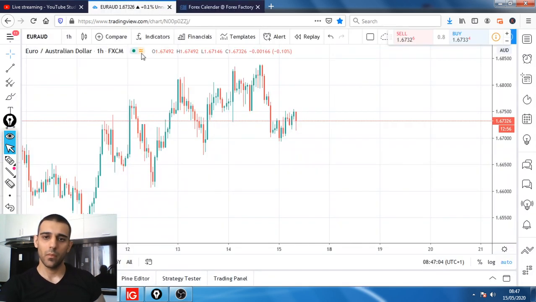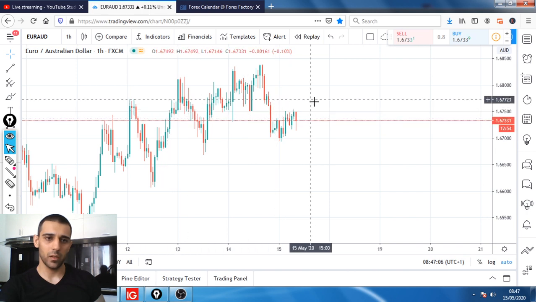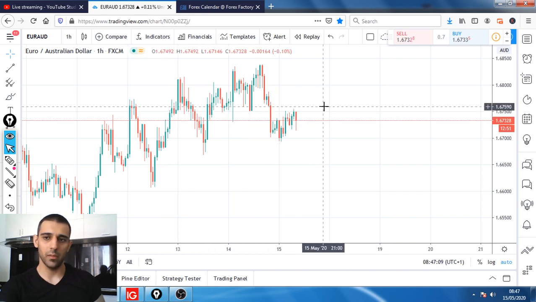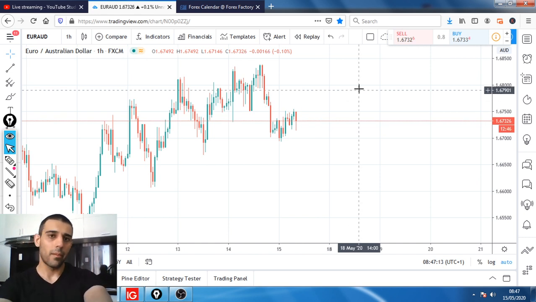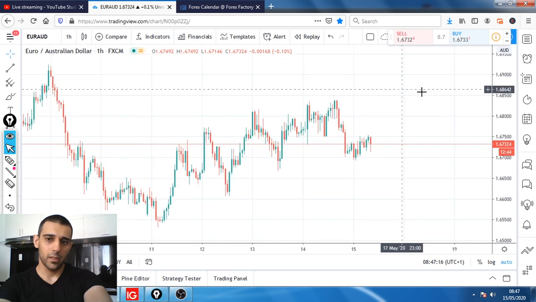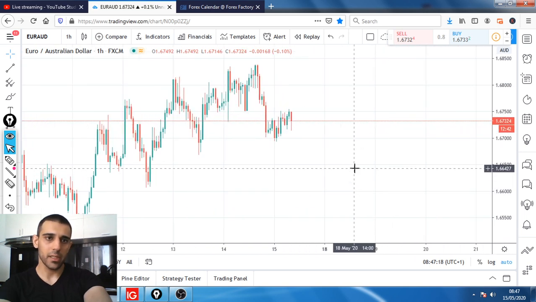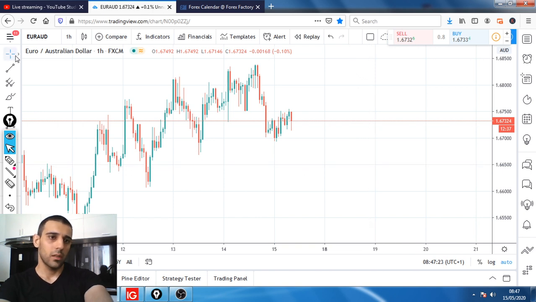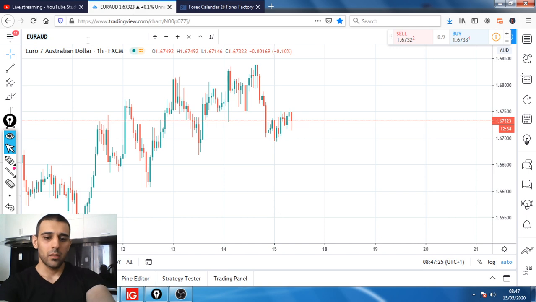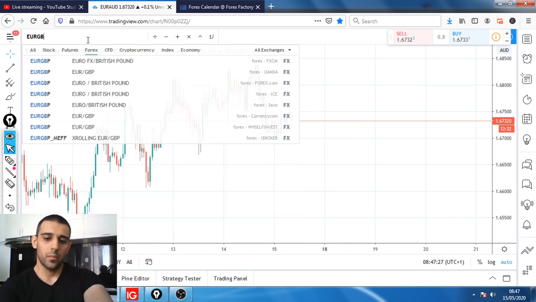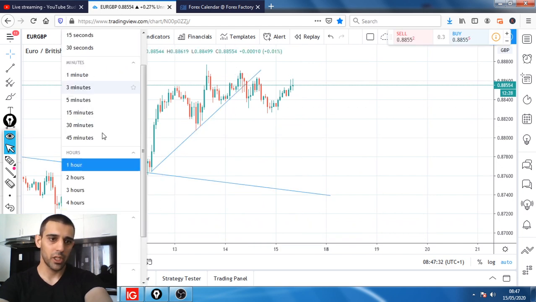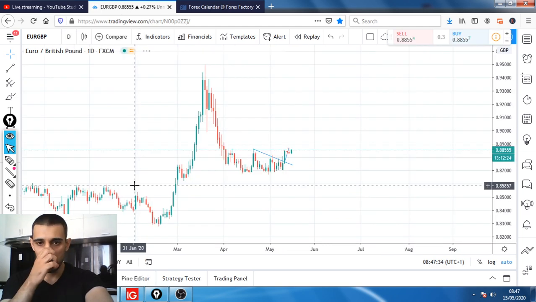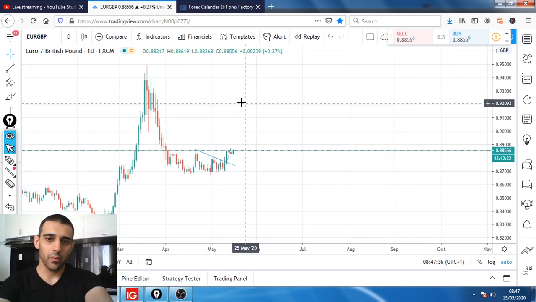I still see an opportunity on this one if the price pushes up to this level at 67.60. So a lot of them are sit and wait currencies. What else did I look at earlier? Just Euro against Australian. So Euro GBP. Let's go to the Euro against British pounds.